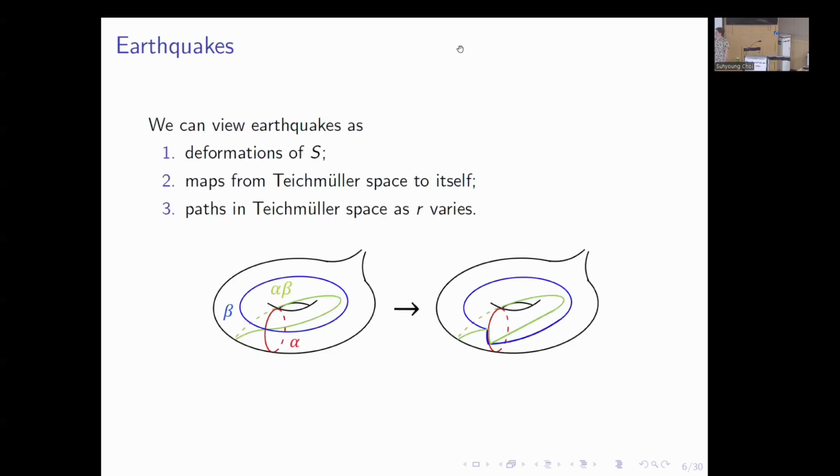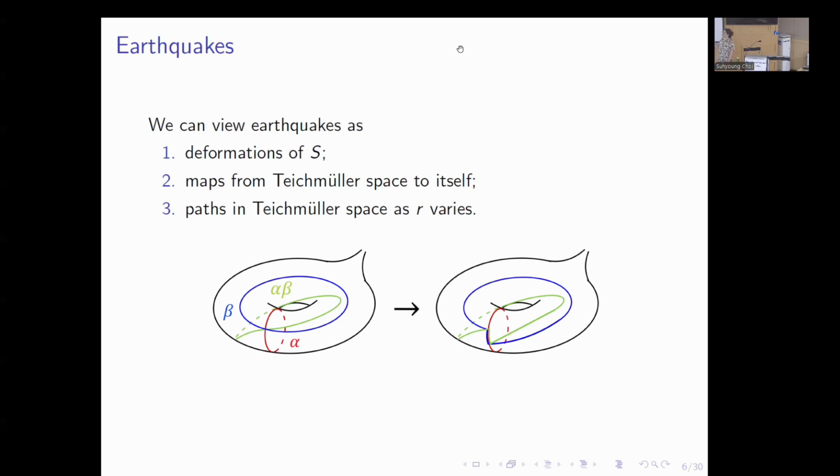So I kind of introduced earthquakes as deformations of our surface, so we can see how it's shifting the surface itself. It's a map from S to S where it does this. But we can also think of this as acting on the hyperbolic structure embedded on the surface. So you can think of this picture on the left-hand side as having some hyperbolic structure on the once-punctured torus. And then this shifting around alpha, the red curve, is going to change the hyperbolic structure. So you can think of this as a map from Teichmüller space to itself. Or you can also think of this as prescribing a path in Teichmüller space as our parameter R varies. And I'm going to be using this third perspective, but we'll see how that fits in. Okay. And please feel free to ask questions along the way.